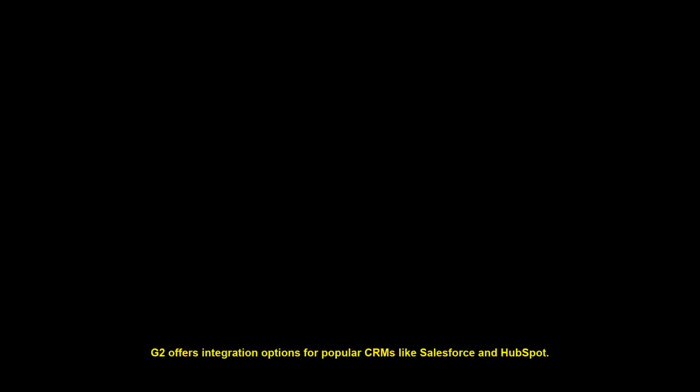G2 offers integration options for popular CRMs like Salesforce and HubSpot. Follow the prompts to connect your G2 account with your chosen CRM. After integration, you can map out the sales funnel stages relevant to your strategy. Identify key touchpoints where you will engage with potential customers.